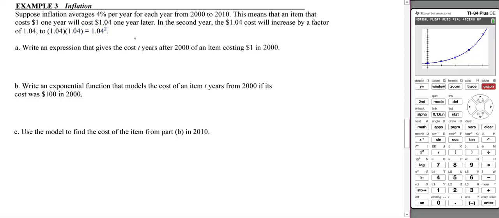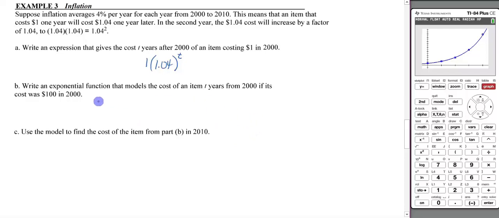And you can imagine if it was to be the third year, it'd be multiplied by another 1.04. So it'd be 1.04 to the third. Fourth year, it'd be 1.04 to the fourth, and so on. So let's write an expression that gives the cost t years after 2000 of an item costing $1 in 2000. It's going to be 1.04 to the t. The initial item costs $1.